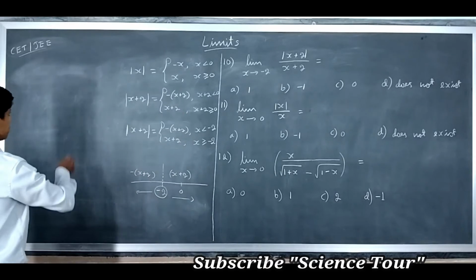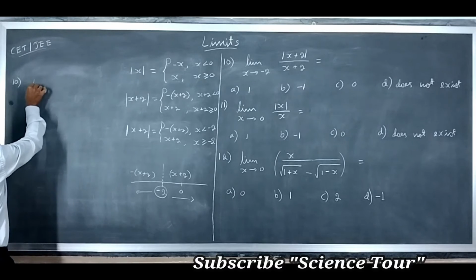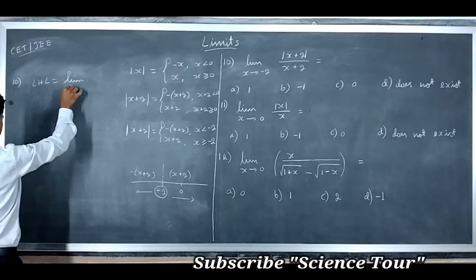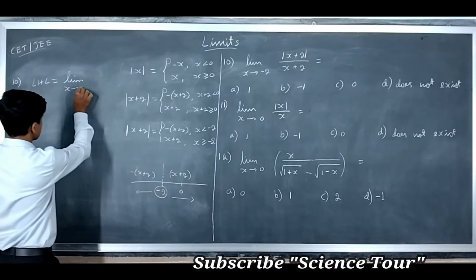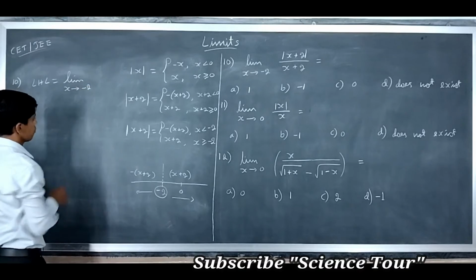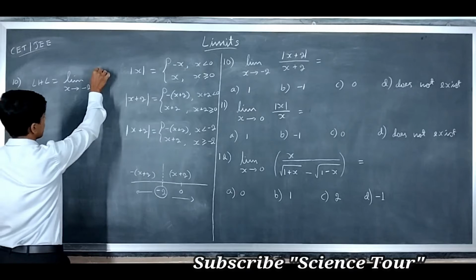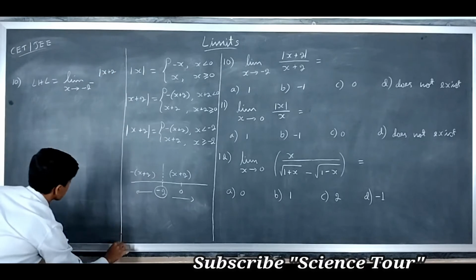Well, so let us begin. Question number 10. See what you got. First you have to find the left hand limit. So the left hand limit is x tends to minus 2, yes, but from which side? Left hand side. So minus 2 minus, and this is mod of x plus 2.